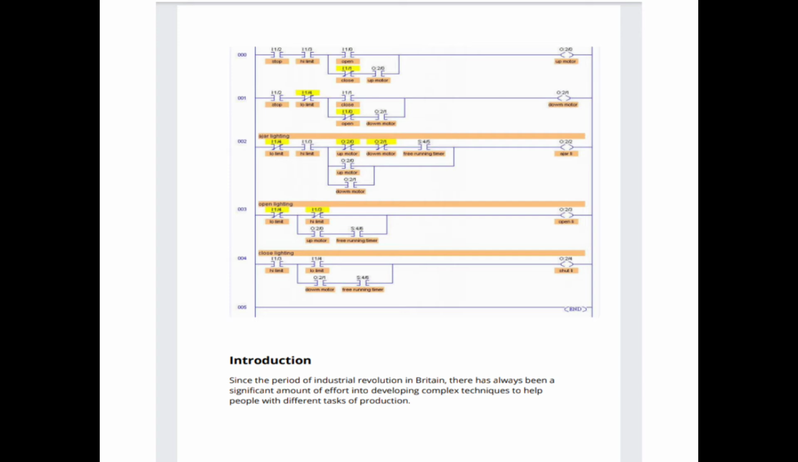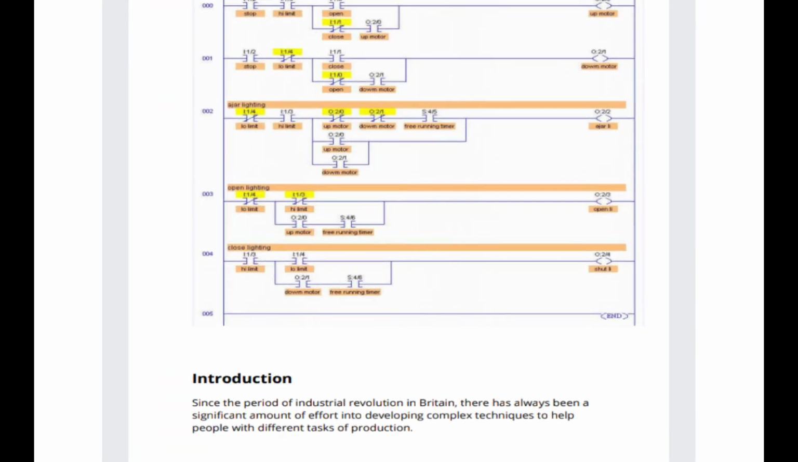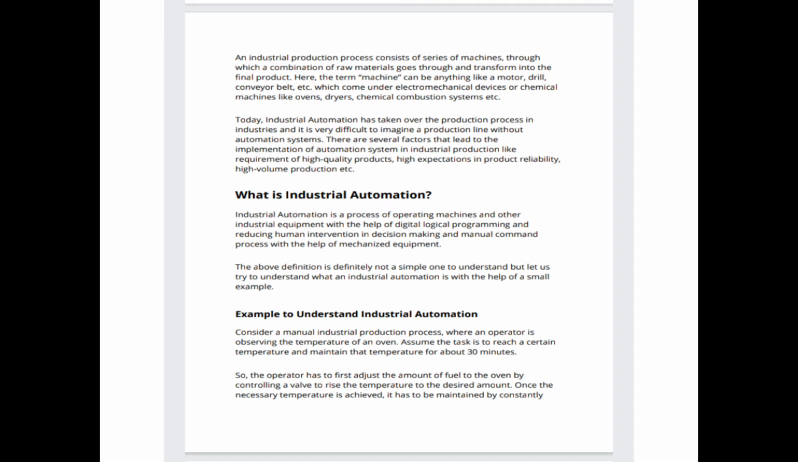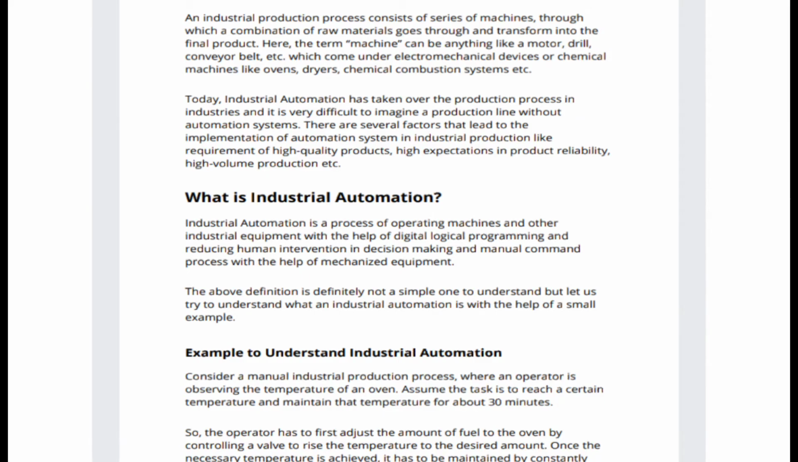Since the period of industrial revolution in Britain, there has always been a significant amount of effort into developing complex techniques to help people with different tasks of production. An industrial production process consists of a series of machines through which a combination of raw materials goes through and is transformed into the final product. Here the term machine can be anything like a motor, drill, conveyor belt, etc., which come under electromechanical devices, or chemical machines like ovens, dryers, chemical combustion systems, etc.